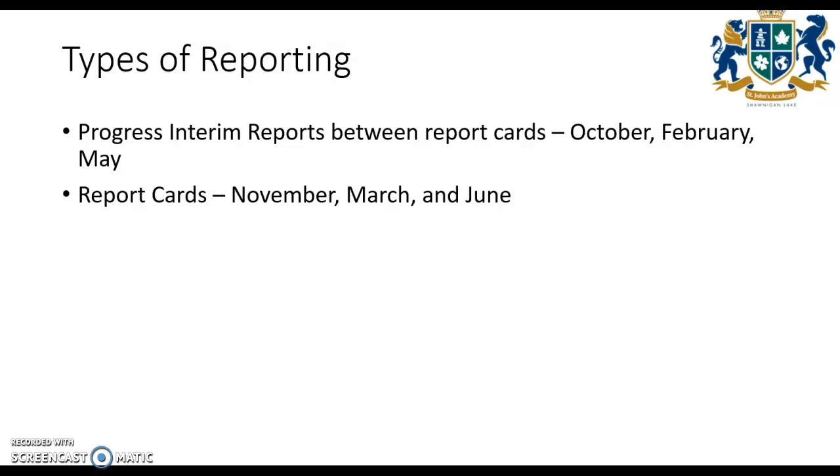So, types of reporting of assessment results at St. John's Academy. We have progress interim reports between report cards. These take place in October, which is coming up quite quickly, February, and May. These often only include an overall level of effort that is being demonstrated in each of the subjects, as well as their overall academic achievement. And there will be an advisor comment and a reflection from the student themselves.